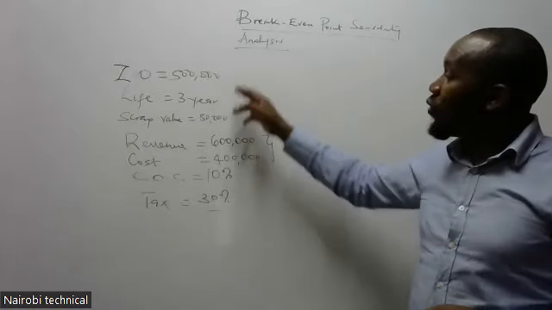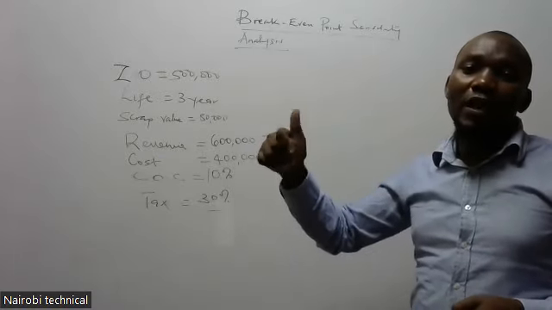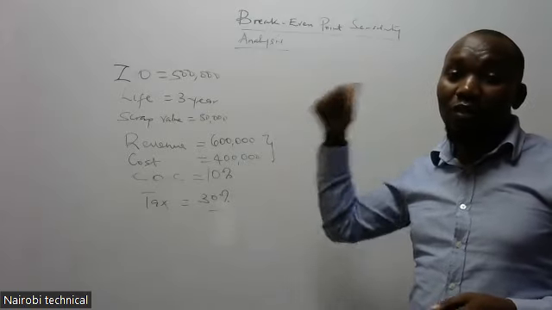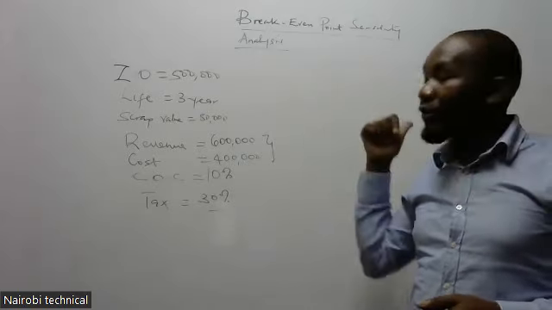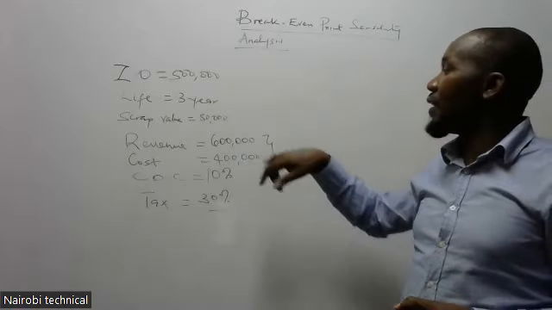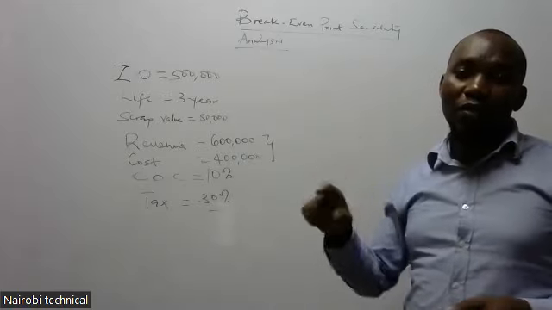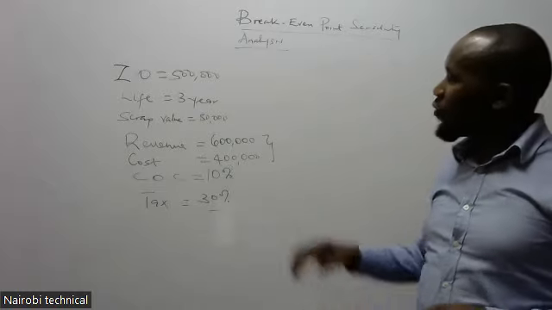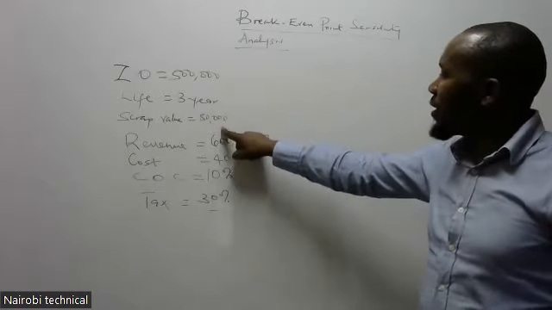Hii gari umenunua, ukapata pesa, umepata pesa, alafu kuna kapisi imebaki that you're going to sell at the end. Now that portion that you're going to sell is going to generate you some money, which is a one-off thing. Hautakuwa ukiuza kila siku. The one-off at the end of 3 years, right? So you can get the net present value of this.